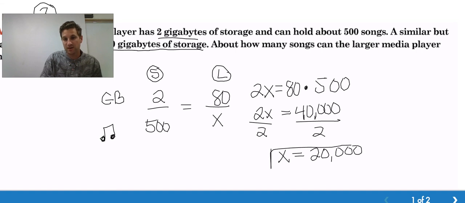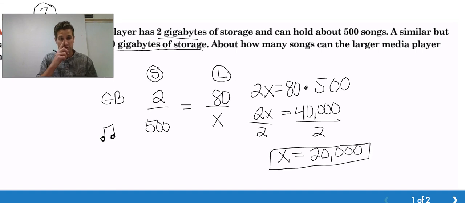Yes, that is. Okay? But I'm pretty sure most people just stream music anyways now, so whatever. Anyways. Okay? So that's how we can take a word problem and turn it into a proportion so that we can then solve.